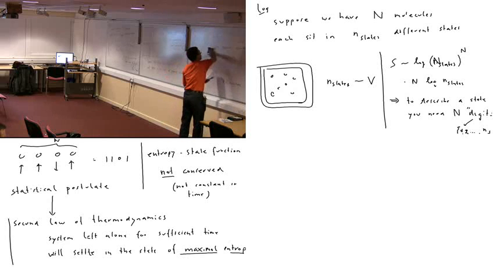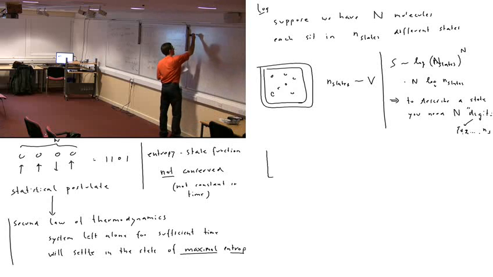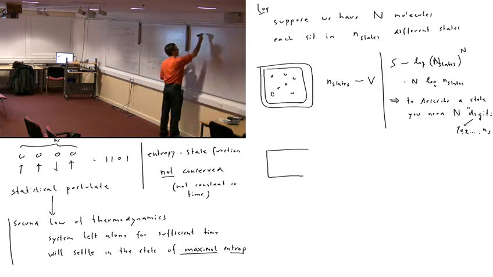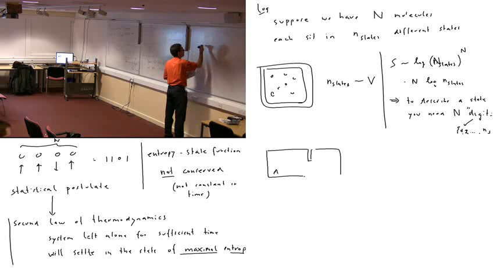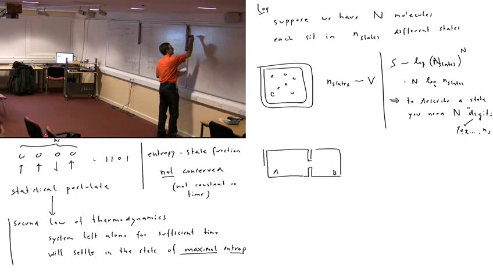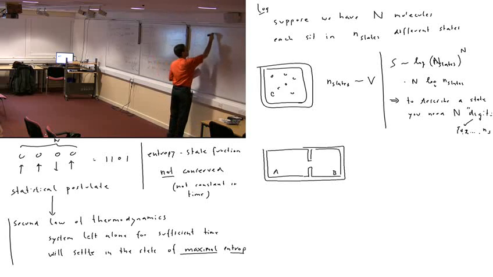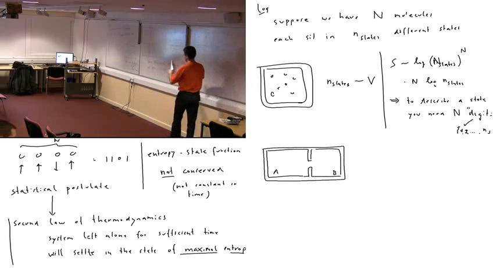So let's go back now to a system where we have two compartments like I drew before. We have a compartment A and a compartment B. The whole lot is isolated, so no energy goes in or out.